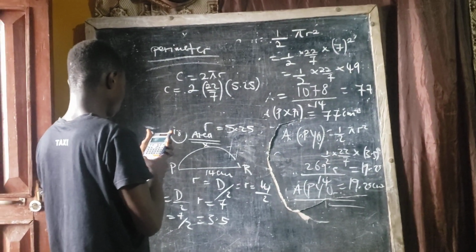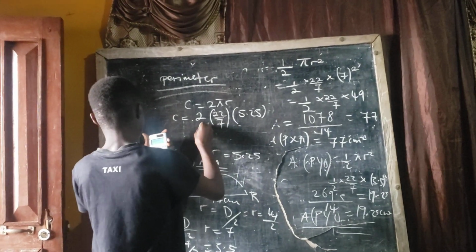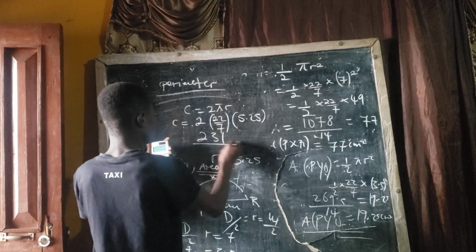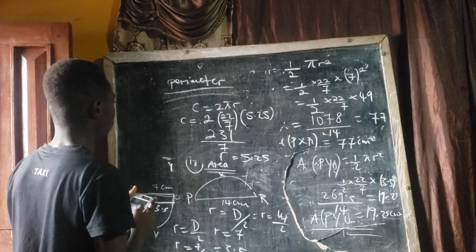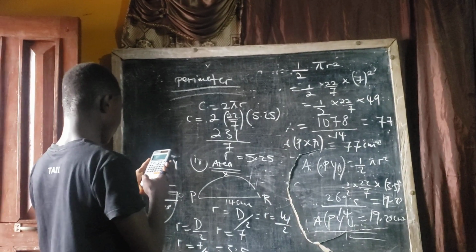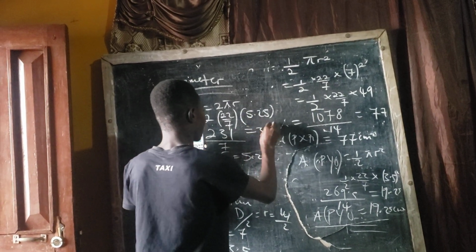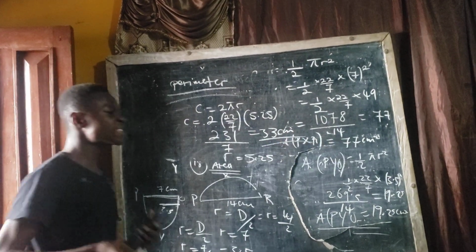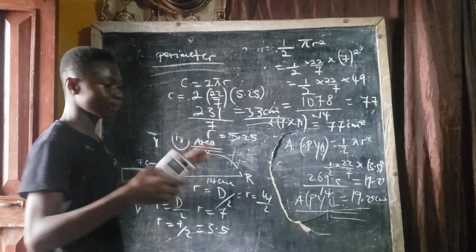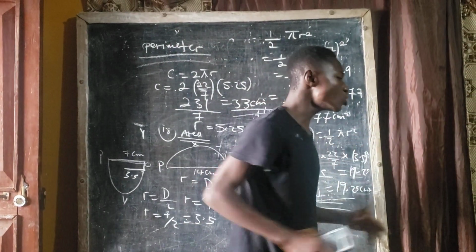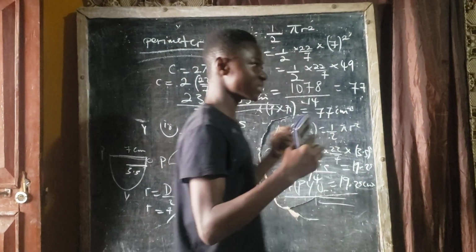2 multiplied by 22 multiplied by 5.25 is equal to 231 divided by 7. 231 divided by 7 is 33. So 33 cm is the perimeter of the circle. Mind you, if they ask you to find the perimeter of a circle, it is the same as finding the circumference of a circle. Thank you.